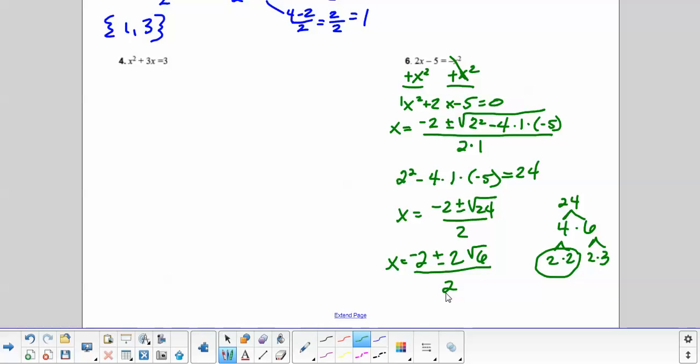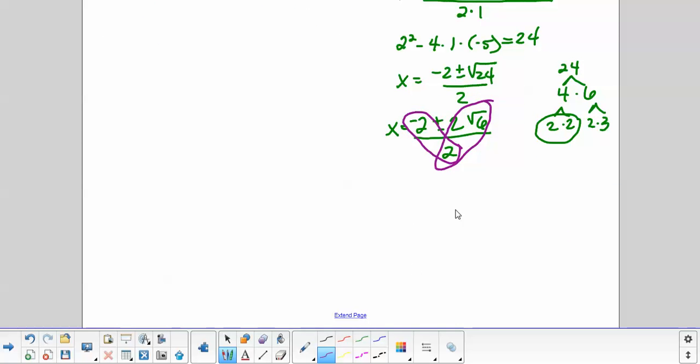Now in this case, because both terms can be divided by 2, I'm going to simplify one step more. When you simplify one step more, you have to remember to divide both parts of the numerator by 2. So negative 2 divided by 2 is negative 1, plus or minus 2 root 6 divided by 2. The 2's will cancel and I just get root 6.